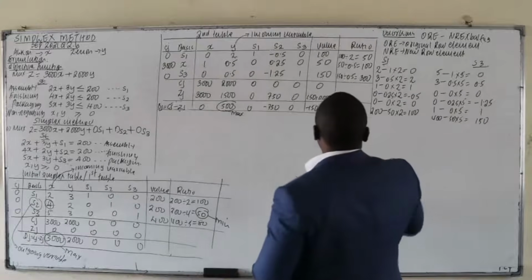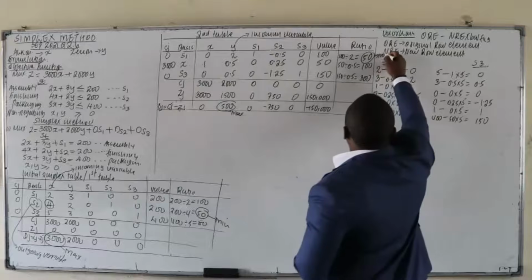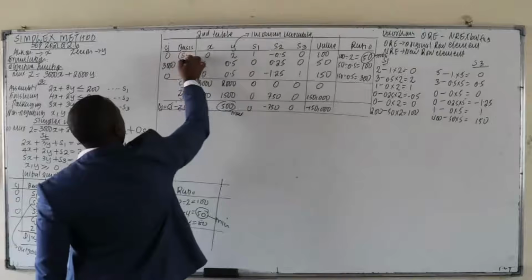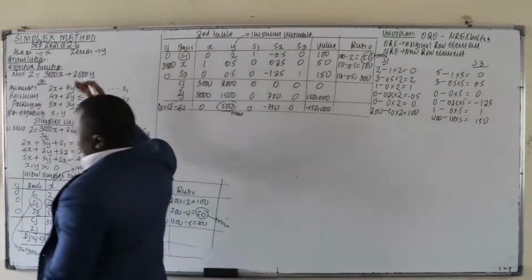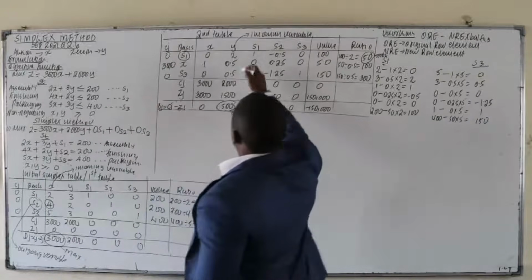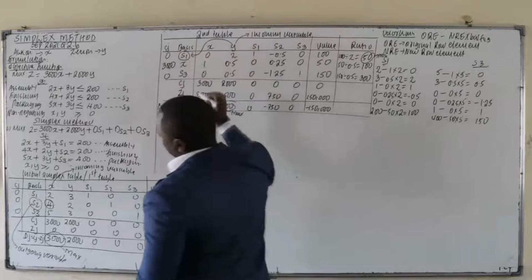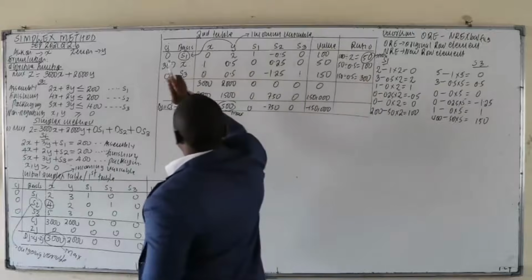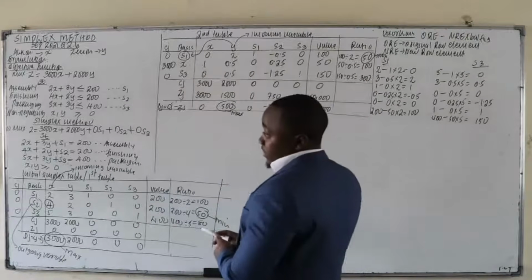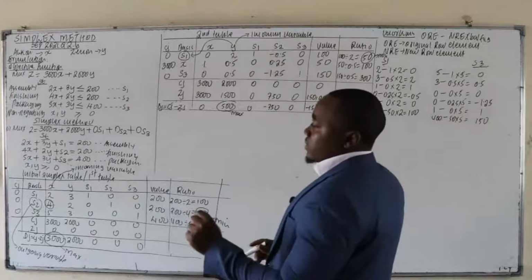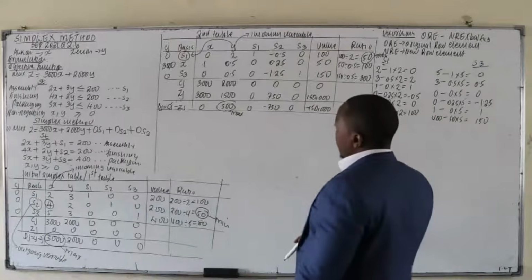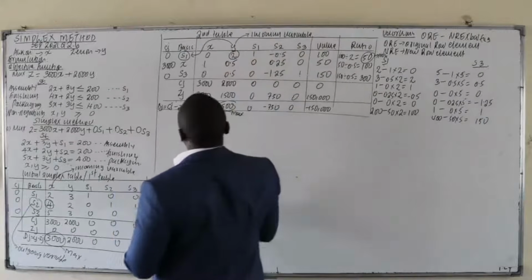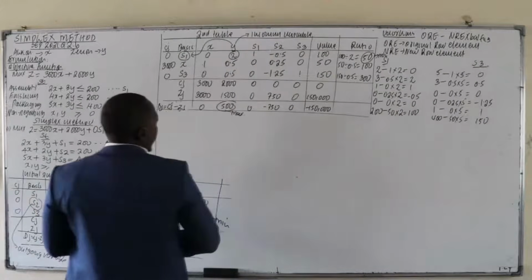And the minimum we have is from S1. Now S1 becomes the outgoing variable. So that means Y will come to replace S1. Where you have the maximum becomes the incoming variable, where you have the minimum becomes the outgoing variable. And we need to get the pivot. How do we get the pivot? The pivot is the meeting point between the maximum and the minimum, which here is 2. Good.